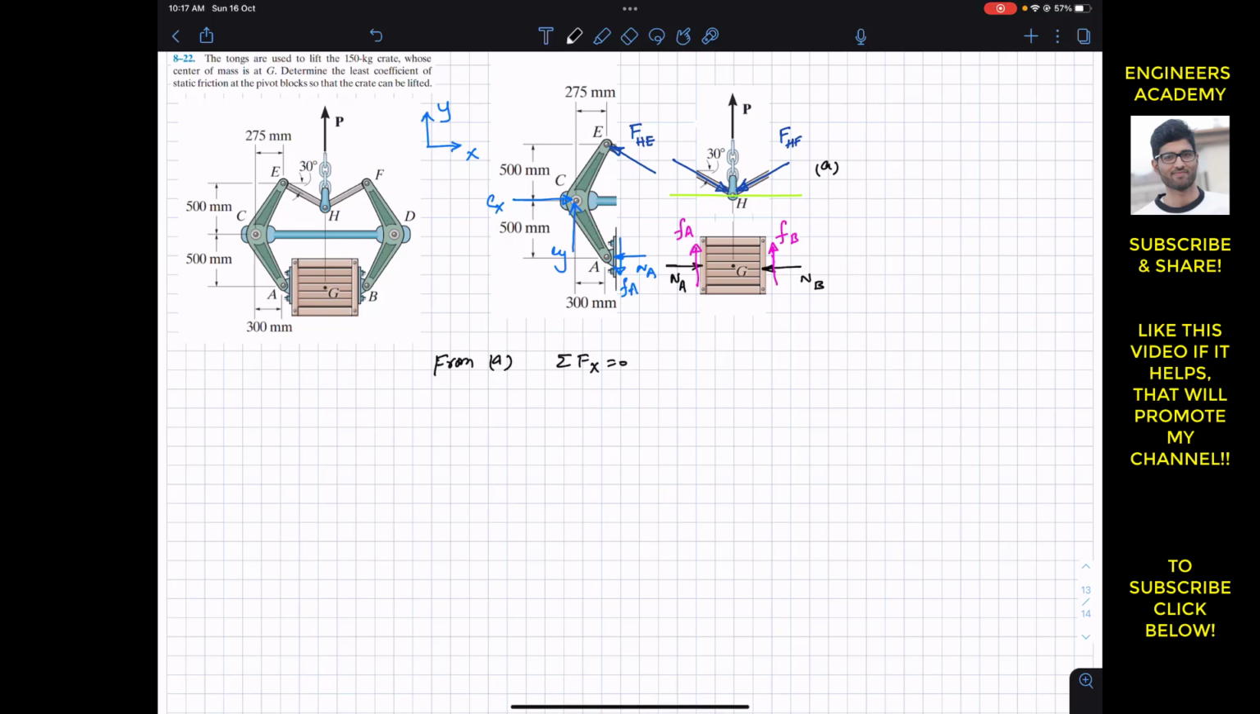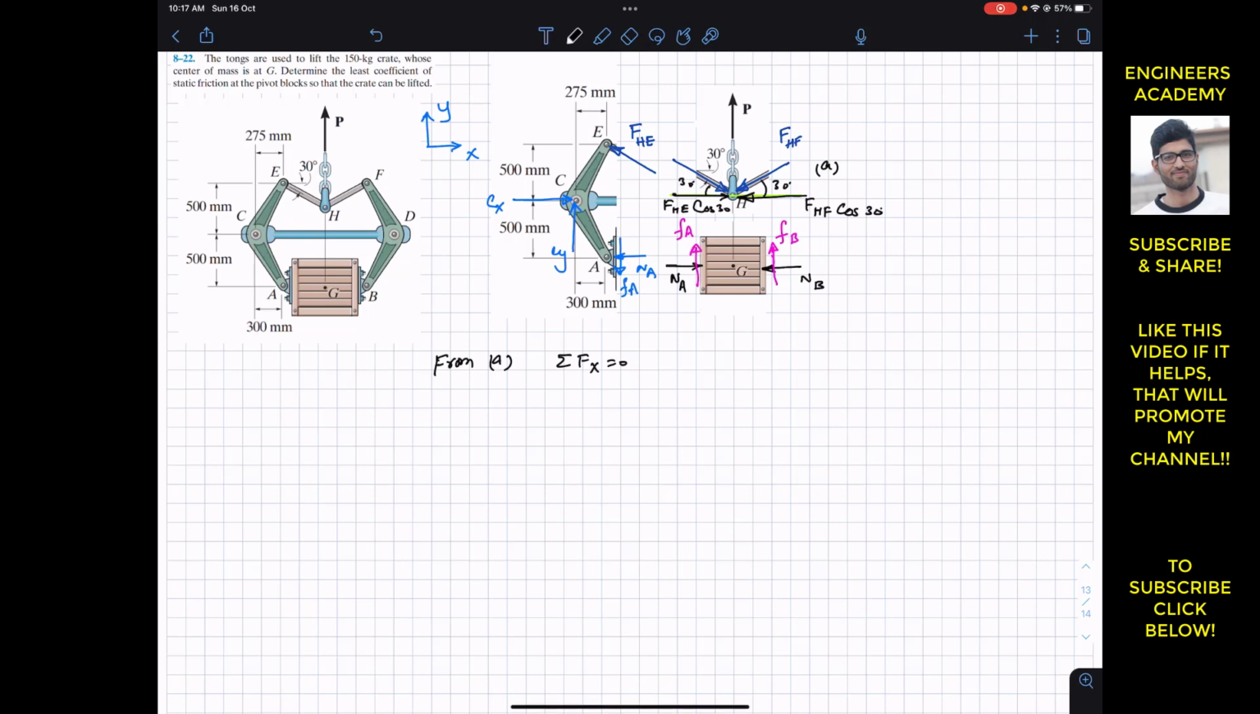And now for that we have to resolve both of these forces. We have to resolve this force and this force. So now if I resolve this FHF, we will have this cos component, FHF cos of 30, since we have 30 degrees here, and then we will have this FHE cos of 30, since this angle is 30.